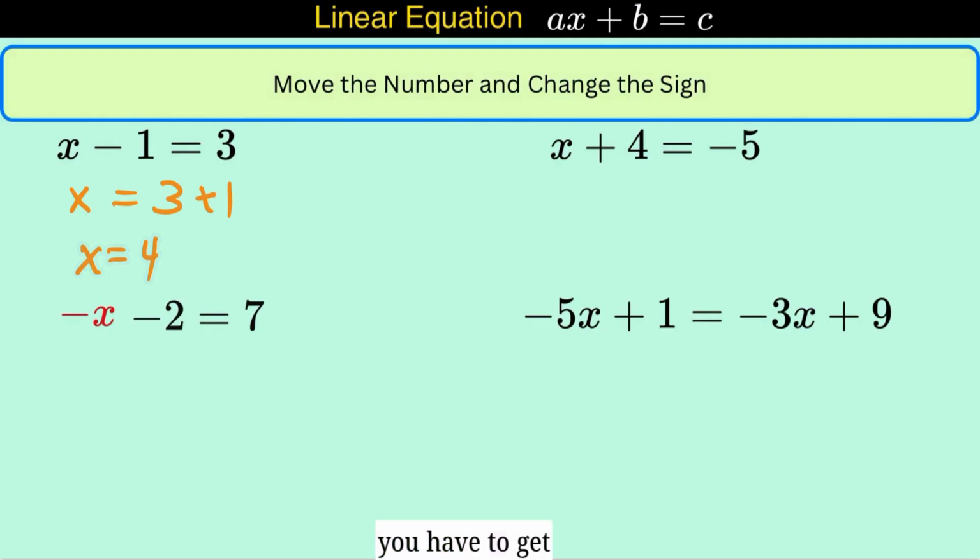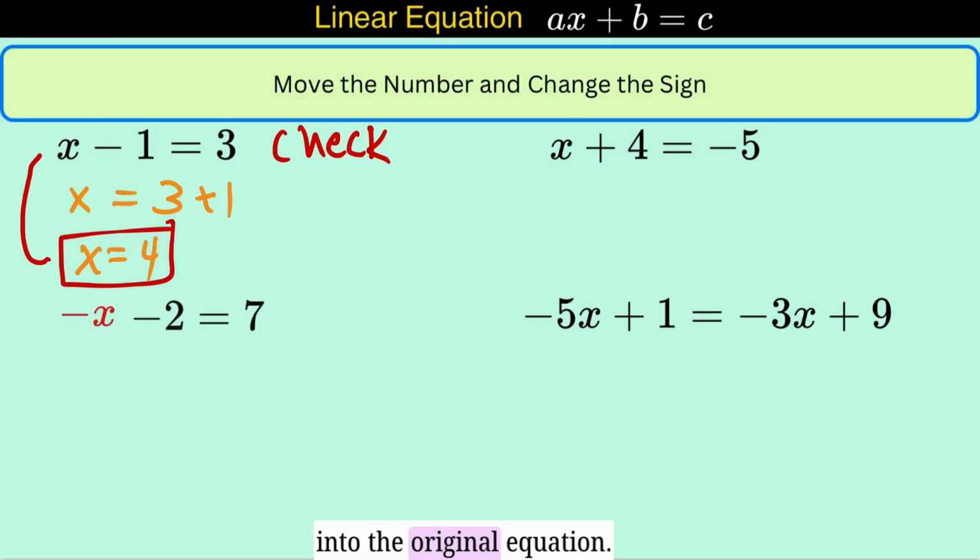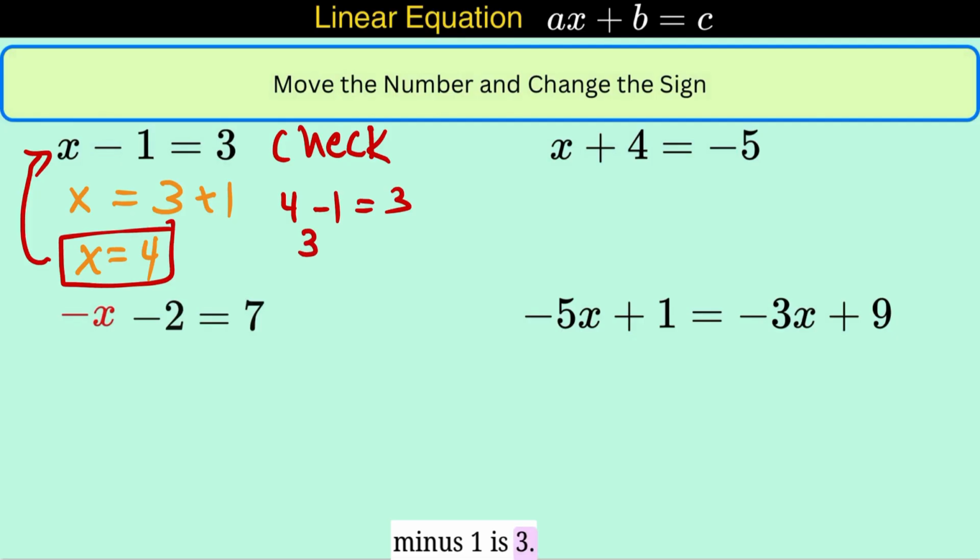But you have to get used to this habit. This habit we call check your answers. You need to check. How? You see this number you got in here? You're going to plug it into the original equation. You have to know that what you're doing is right. So how am I going to do it? I have x is equal to 4. So 4 minus 1 is equal to 3. Now, 4 minus 1 is 3. 3 equals 3. This is true. So my answer is correct.